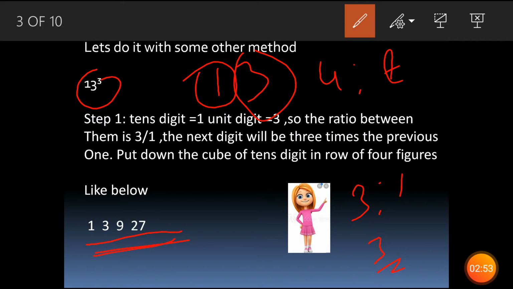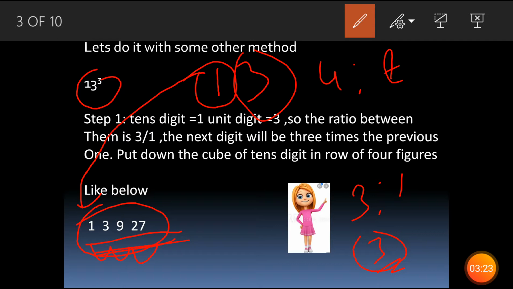First of all, your tens digit is 1. So the cube of the tens digit, 1 cube, is 1. And after that, the ratio is 3. So you are going to multiply by it and write 4 numbers. 1 multiplied by 3 gives 3. 3 multiplied by 3 gives 9. And 9 multiplied by 3 gives 27. So you have to write 4 numbers in this sequence, and we begin with the cube of the tens digit.